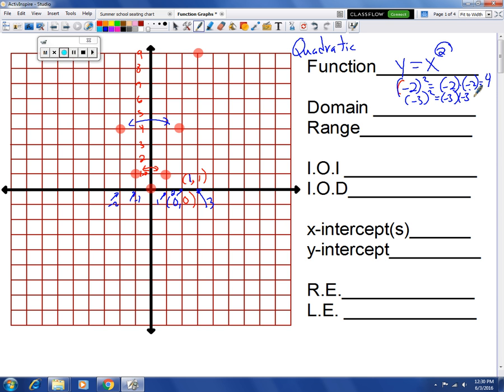-3 times a -3 is a +9. Okay, so at x equals -3, I go up here to +9.